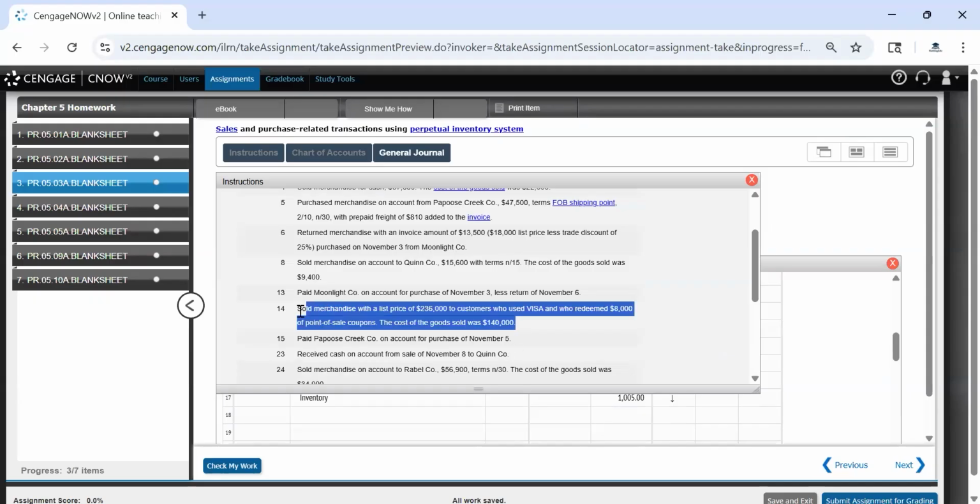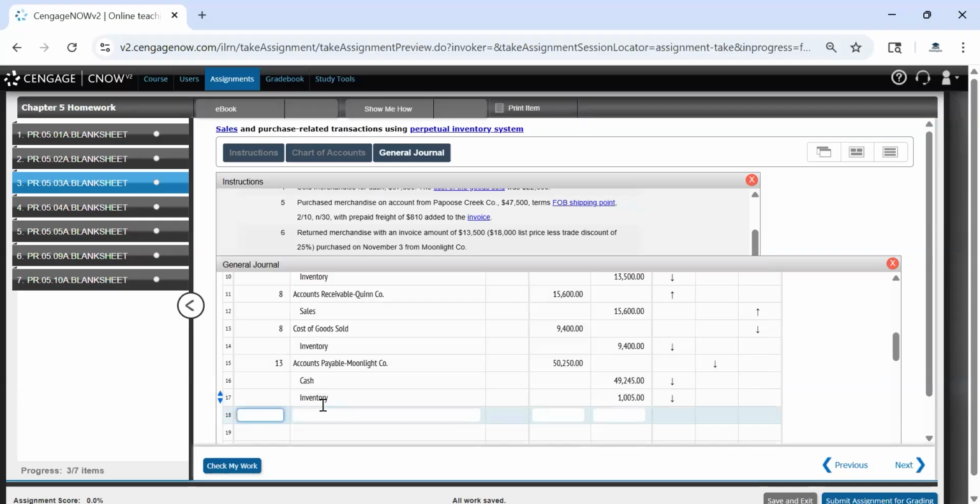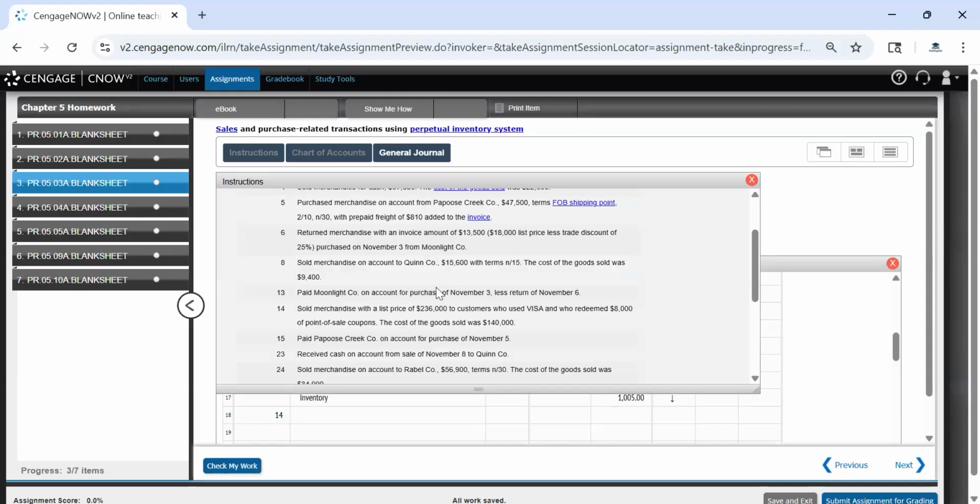On the 14th, we have a sale of merchandise with a list price of $236,000 to customers who used Visa. And we're going to record this as cash. They redeemed 8,000 point of sale coupons, and then the cost of goods sold was $140,000. These were point of sale coupons. They weren't coupons that were taken from a previous promotion.